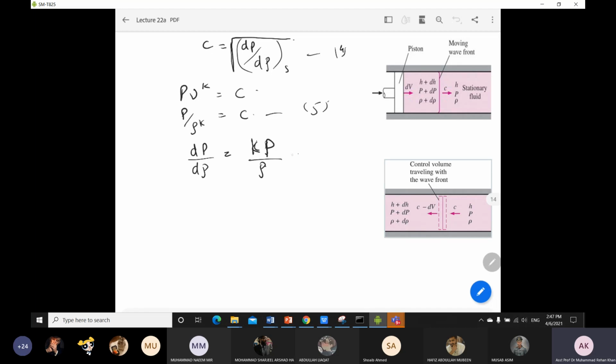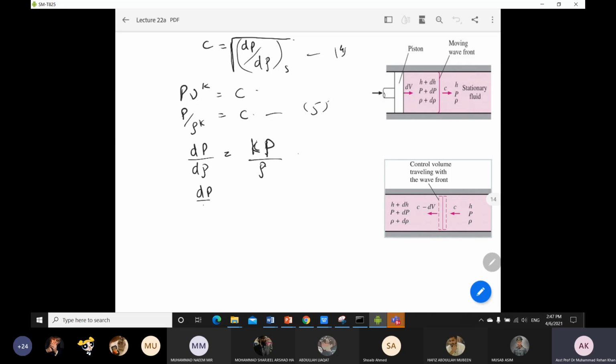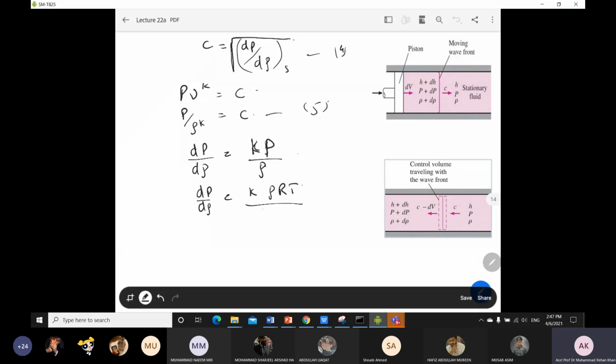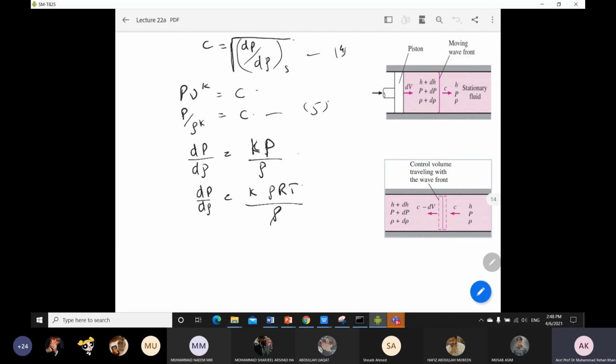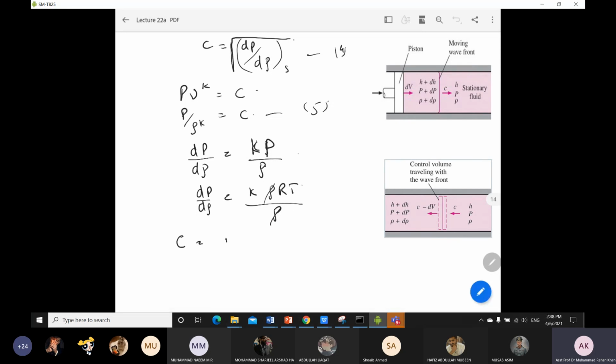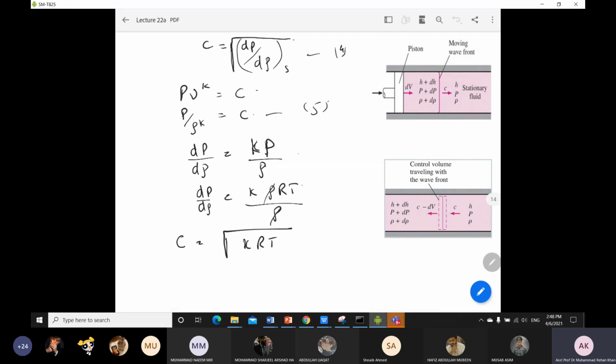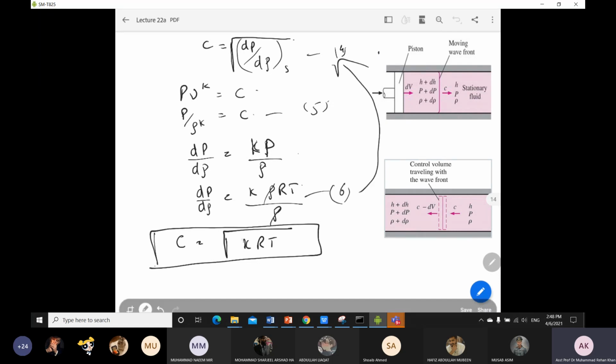Now here I can put the value of P in this equation. So dP by d rho is equal to K, and the P value is basically rho RT, which we already discussed in the previous slide of the thermodynamics review. So rho divided by rho, rho is eliminated and the value of dP by d rho becomes KRT. Now you have to put the value of dP by d rho, which is KRT, into equation number 4. So this is the final equation after putting the value of dP by d rho from equation number 6 into equation number 4, so C equals root of KRT.